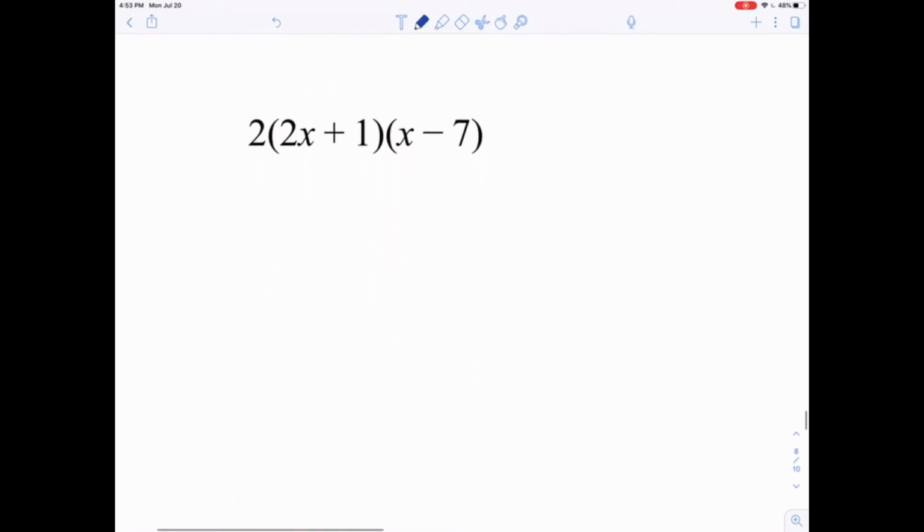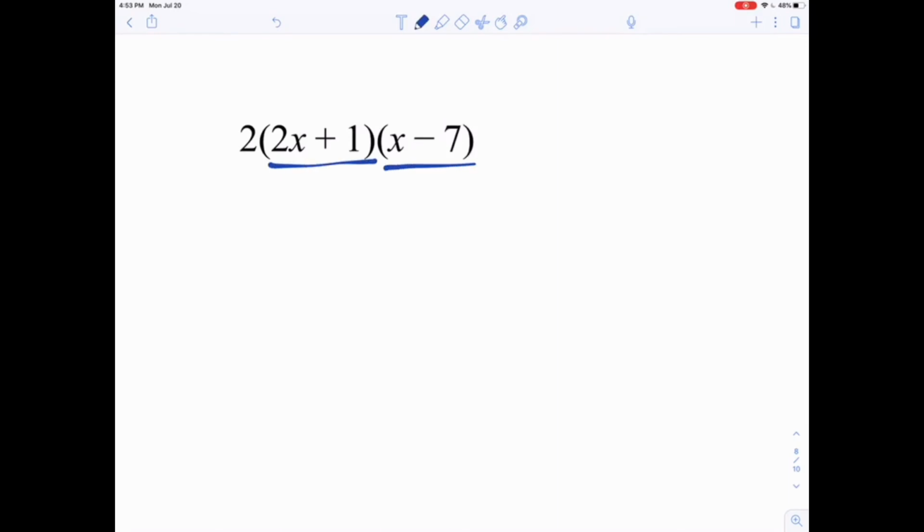Okay, so here, let's try another one. This gets a little more difficult. I'm going to give you a hint. You're going to FOIL these two first, and then after you FOIL it, you go ahead and multiply the whole thing by 2. But don't forget to multiply by 2 because that's where people make a mistake, okay? So if you want, go ahead and hit pause now. Give this a try, and when you're ready, come back to watch the explanation.